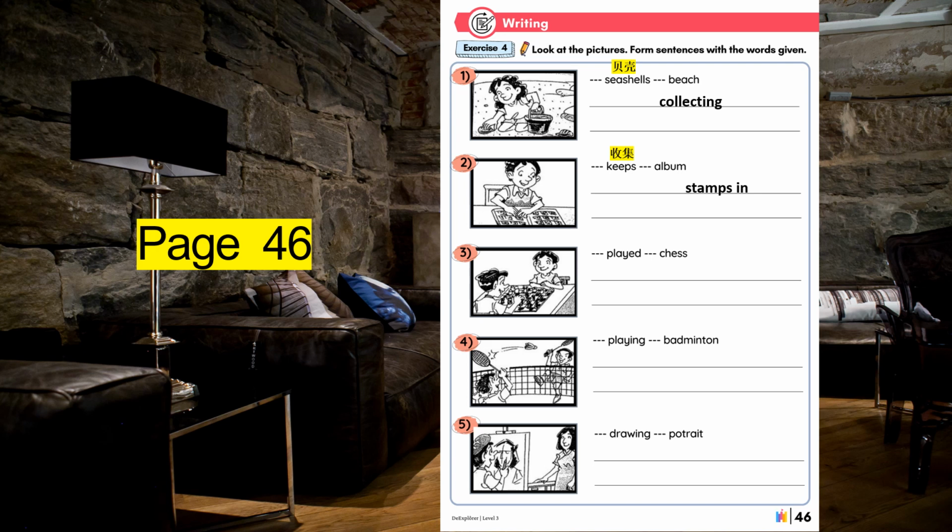So again, see the word keeps. I, you, we, they, keep. He, she, it, one, keeps. So, singular subject. You can give a name or you can use he or she. Alright, so, 收集那些 stamps in an album. An, A-N, an album.